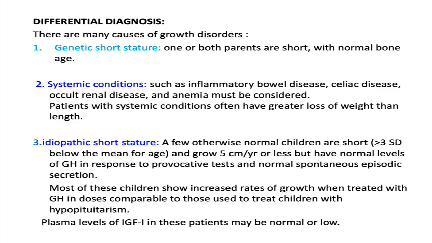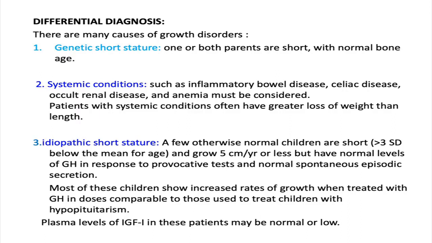There is what is called idiopathic short stature, in which a few otherwise normal children are short, more than 3 standard deviations below the mean for age, and grow 5 cm per year or less, but have normal levels of growth hormone in response to provocative tests and normal spontaneous episodic secretion. So these patients are short, they have deceleration of growth velocity, but they have normal levels of growth hormone.